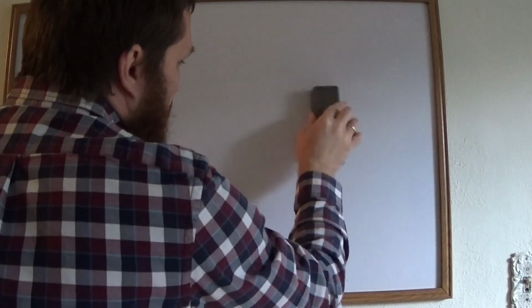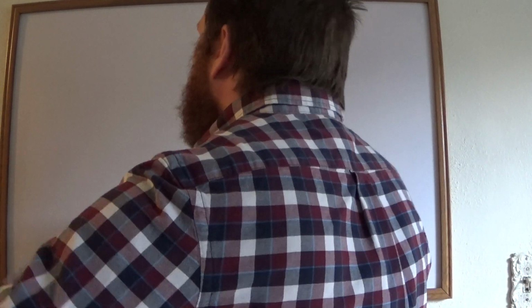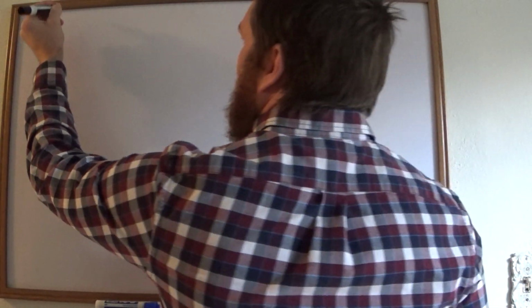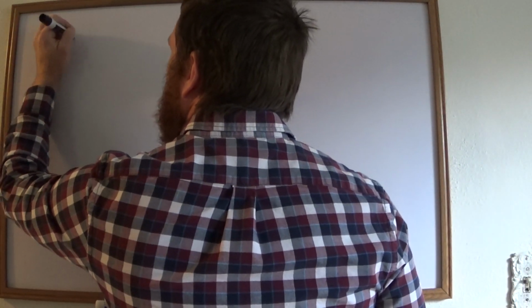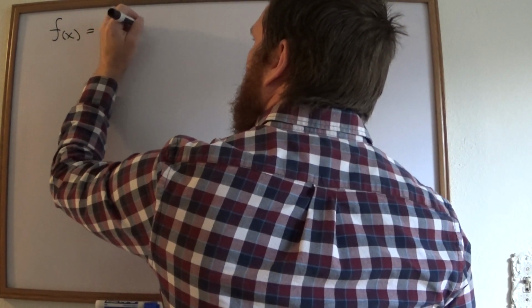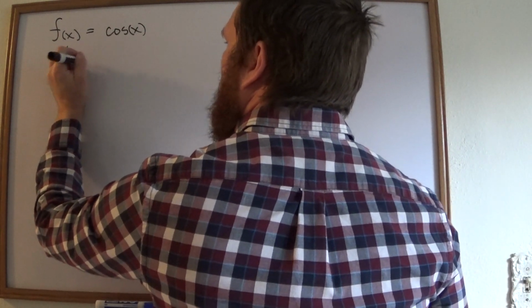All right. Here's something I want to do now. I think I do want to do this now. Might as well do it now. Let's do this together. Let's do this as a family. So, let f of x equal cosine x. Now, what would f prime of x be?